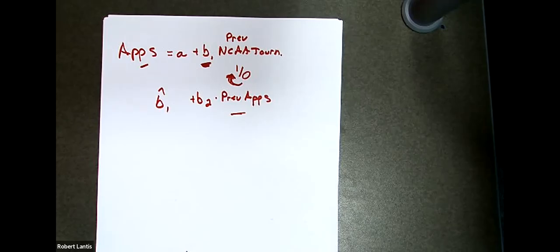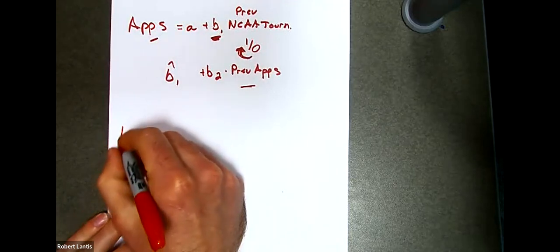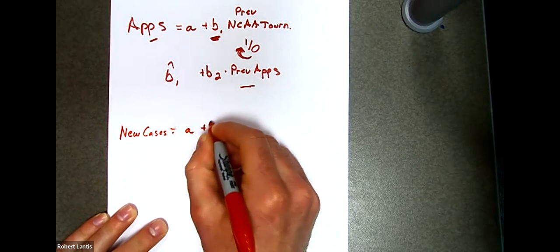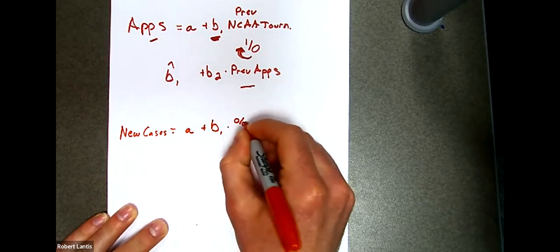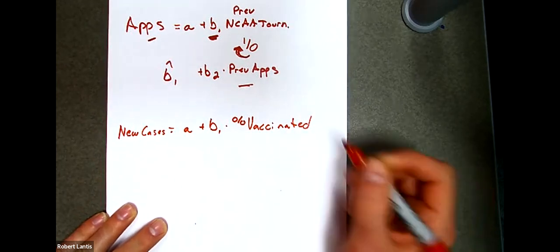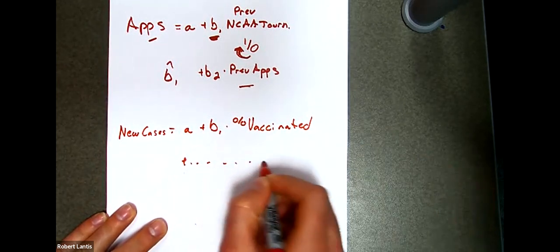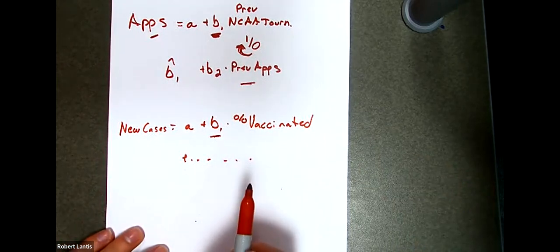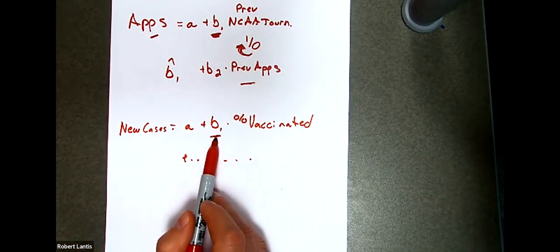So the idea here is going to be, I'm looking at the number of new COVID cases. And what I was interested in, what impacts it, is the percent of the county that's vaccinated. Now, I had a bunch of additional controls as well, but we're really going to focus on this slope coefficient. So how would I interpret this slope coefficient?